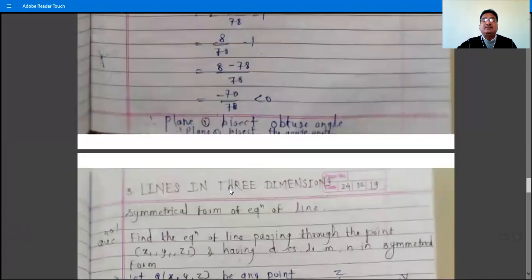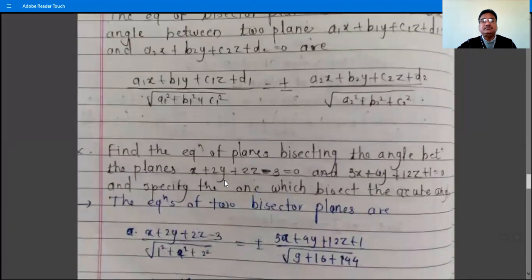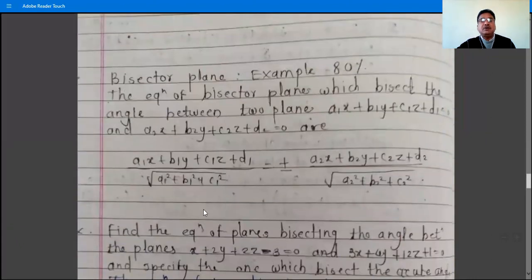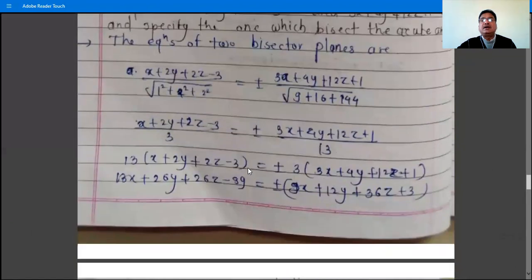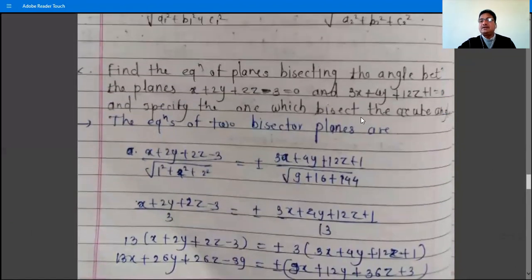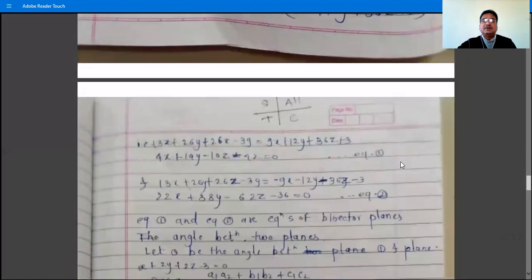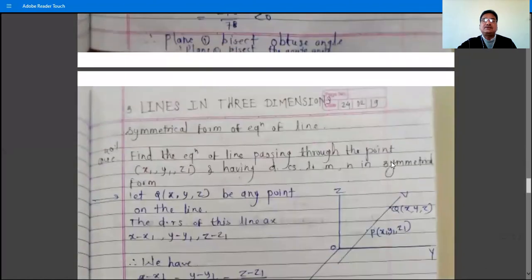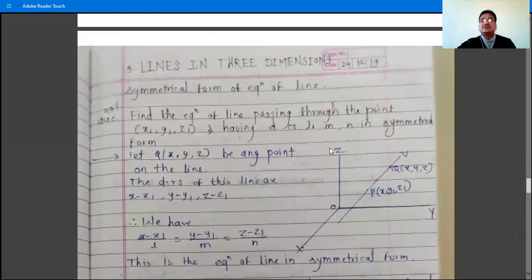So these examples are also important: find the equation of the bisector planes and specify the one which bisects the acute angle or the obtuse angle. So the next topic is lines in 3 dimensions. We will see the next topic in the next lecture.